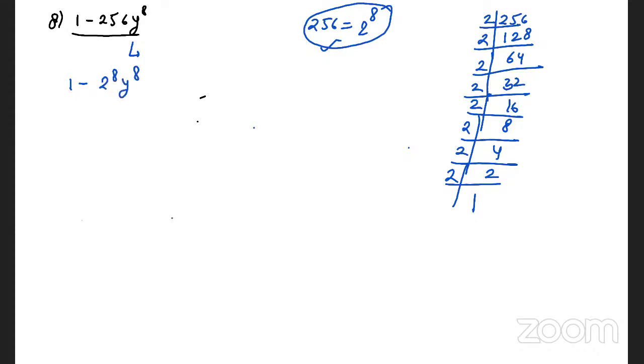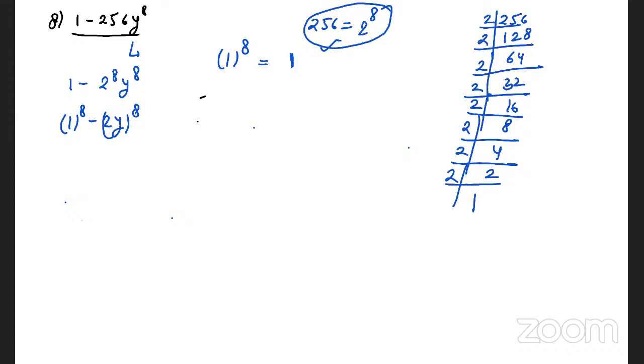Now 1 minus 2 to the power of 8, y to the power of 8. Now we know that whatever the power of 1 will be, the answer will be 1. So can I write it like this also? 1 to the power of 8 minus 2y to the power of 8. Did you understand? Yes, sir.